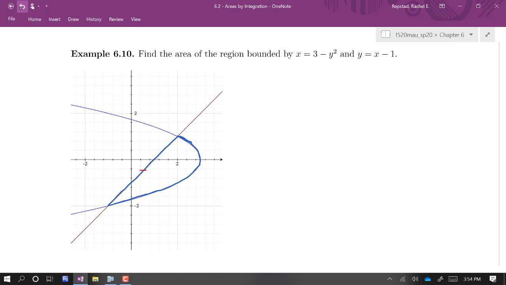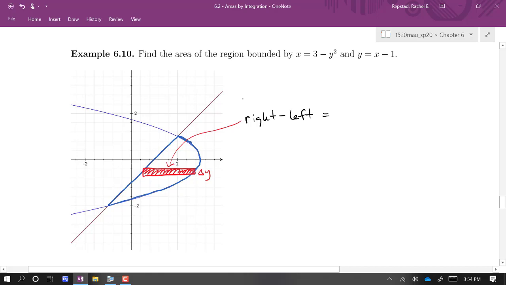So what we want to do is use horizontal rectangles. If we do that, here's what a rectangle might look like. And as I imagine sliding this rectangle up and down through the region, it's always the parabola on the right and always the line that's on the left. So while the length of the rectangle definitely changes, the rule that we use to find the length remains consistent. So the width is a delta y width, and this length is right minus left, and it's the right x minus the left x.